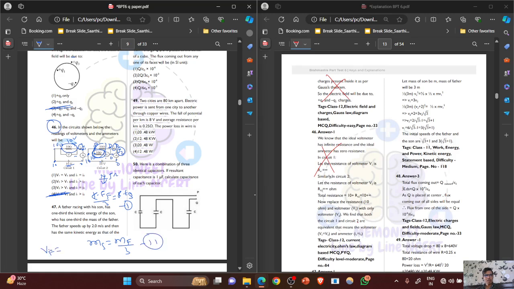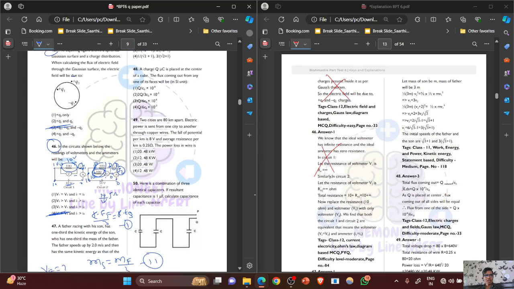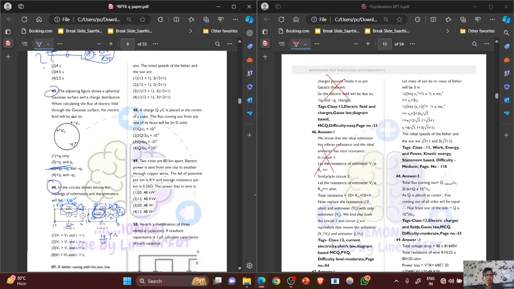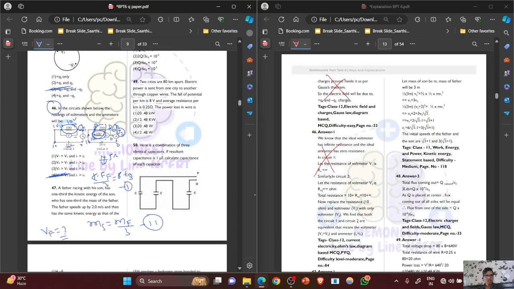The velocity of the father is given, and the father has the same kinetic energy as the son, one third kinetic energy. And there is a wrong sentence here.